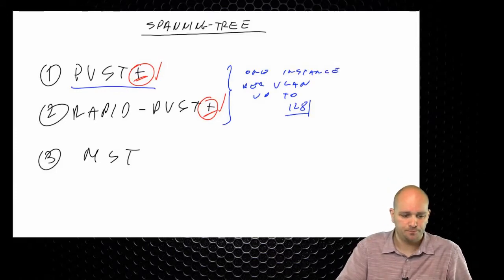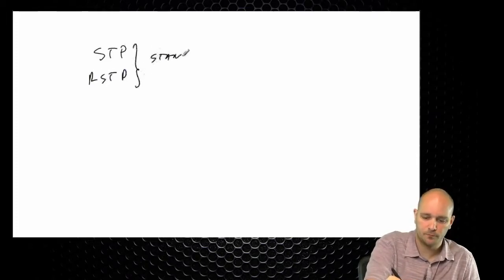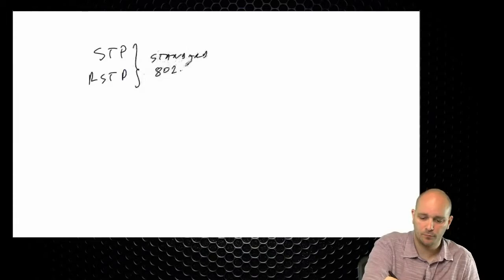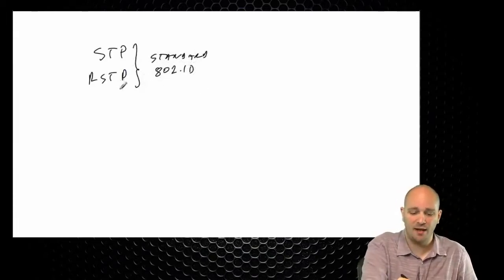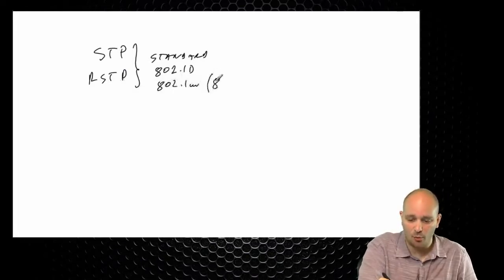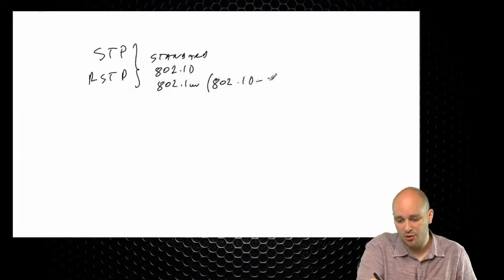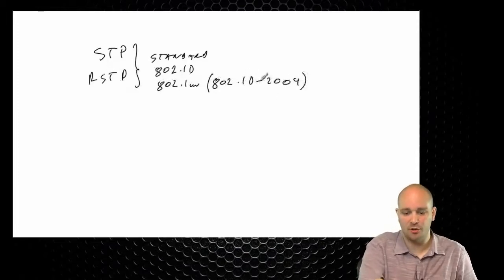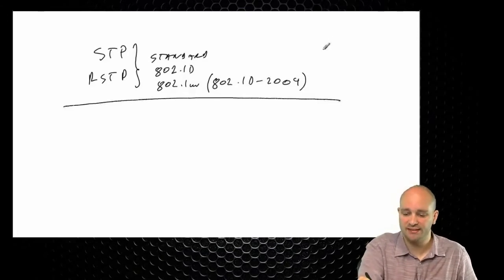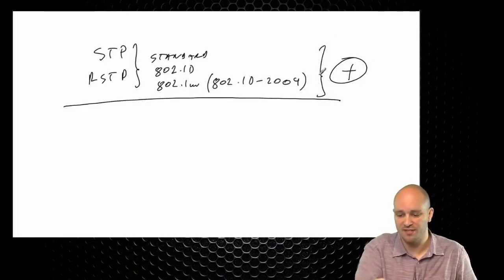So when we have a traditional spanning tree, I'm just going to call it STP, and rapid spanning tree, these are standards, and STP is 802.1d. Now, interestingly enough, rapid spanning tree was originally 802.1w, but it's now 802.1d-2004. These are the standards-based ones. Now, Cisco supports this with that plus thing.